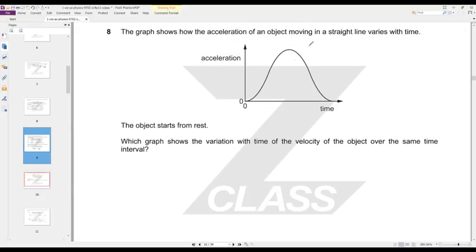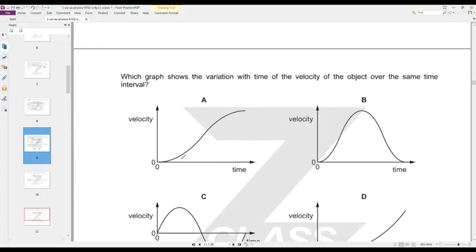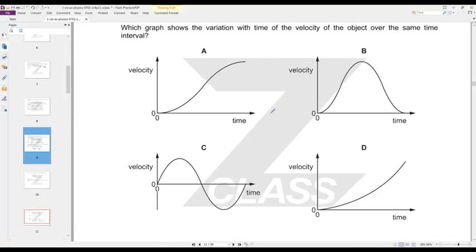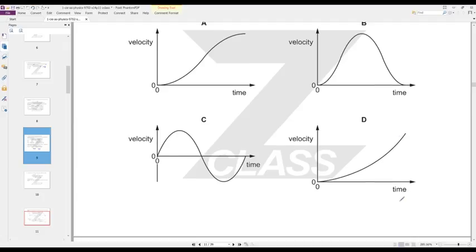So your velocity is always going up. It's just a matter of how fast is it going up. Going up slowly, going up fast, going up slowly. Whereas in B and C, the velocity has gone down at some point, and in this one, the velocity is always getting faster and faster.